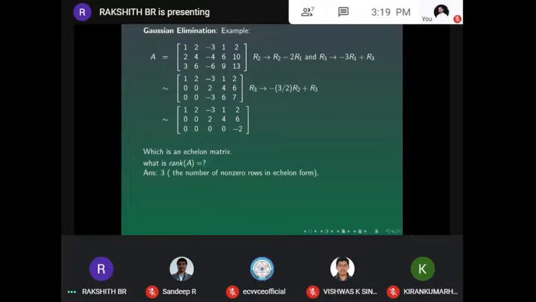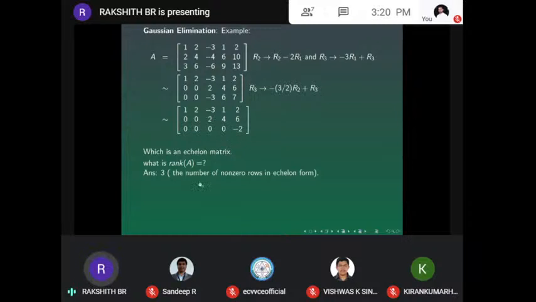I hope that if you perform it correctly, the rank would also be 3 here. Here some mistake is there. I need to multiply by 3 by 2 into R2 plus R3, not minus 3 by 2. So I need to delete this minus sign, and you will get its echelon form.